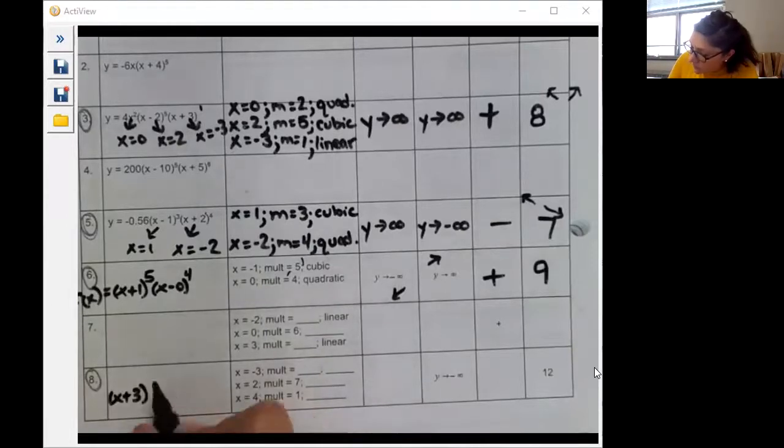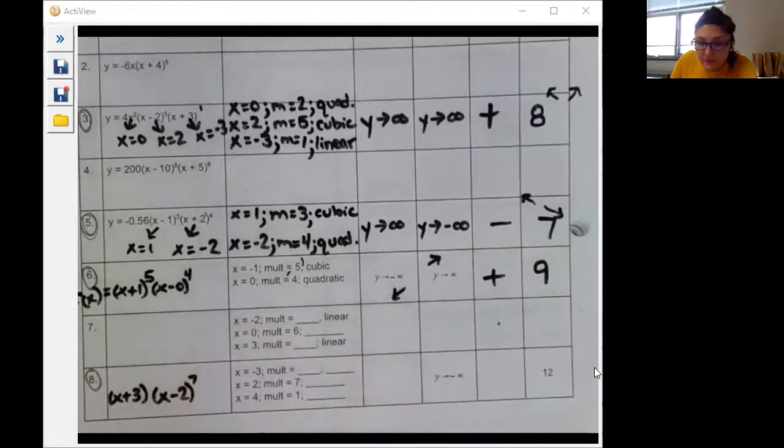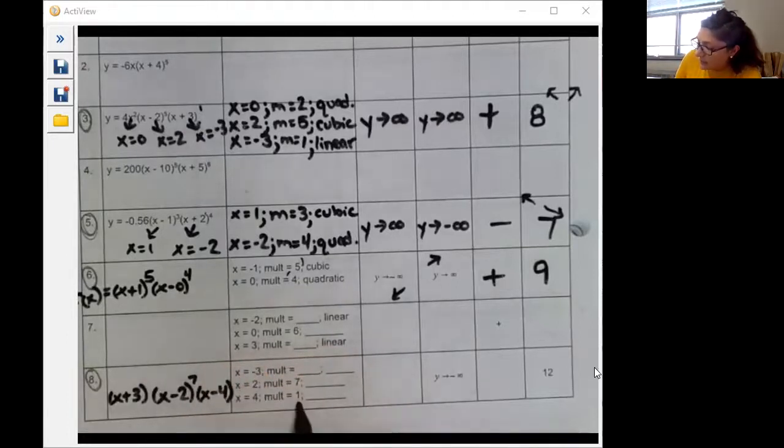I have x equals 2, that means I've got x minus 2 as a factor. Its exponent is 7 because the multiplicity is 7. And then I've got x equals 4, that means I've got x minus 4 as part of my function. Its multiplicity is 1. So if you want to put the 1 there, you can, but if it's 1, we don't need it.